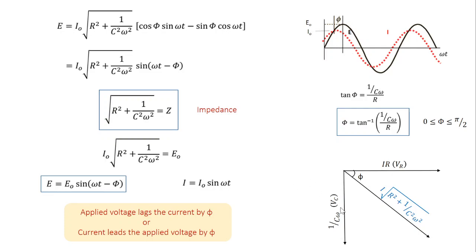If you take the vector sum of these two components, you get the total voltage I into square root of R square plus 1 by C square omega square, current multiplied by total resistance or impedance. And what is the phase relation? Voltage lags the current by phi, right? So this is the total voltage. It lags the current, which is represented by the in-phase component, by an amount phi here. So the clockwise angle of phi indicates that the voltage lags the current by phi.